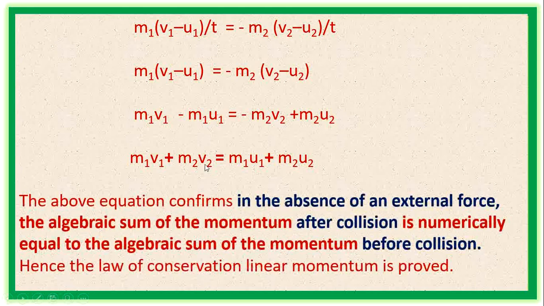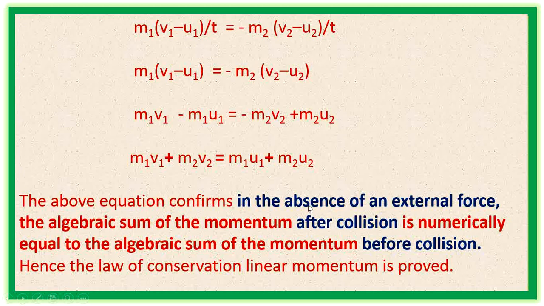So, the above equation confirms that in the absence of an external force, both the objects A and B move without any external force. So, the algebraic sum of the momentum after collision is numerically equal to the algebraic sum of the momentum before collision. So, after collision is equal to before collision. When the after collision is equal to before collision, it means in the absence of an external force.